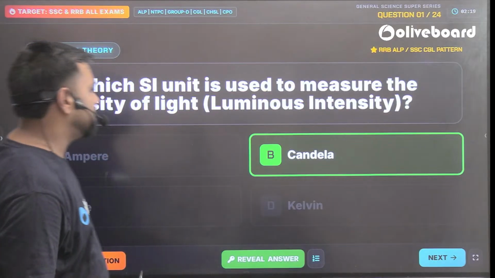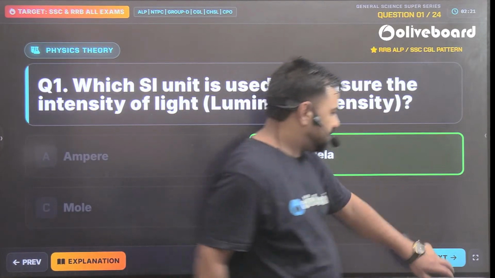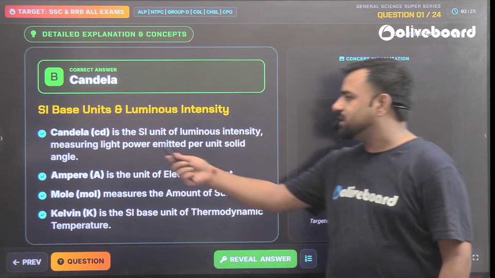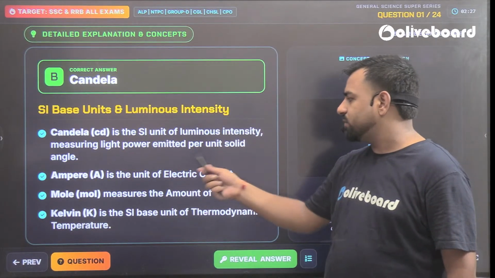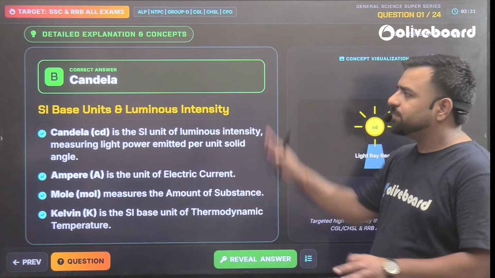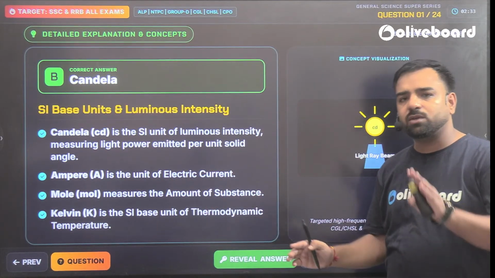Next, what is the next question? One more thing: here we have detailed explanations. Candela is the SI unit of luminous intensity, ampere is for electric current, mole for the amount of substance, and Kelvin is for temperature. I'll be sharing this PDF after the class. You can revise it from there.